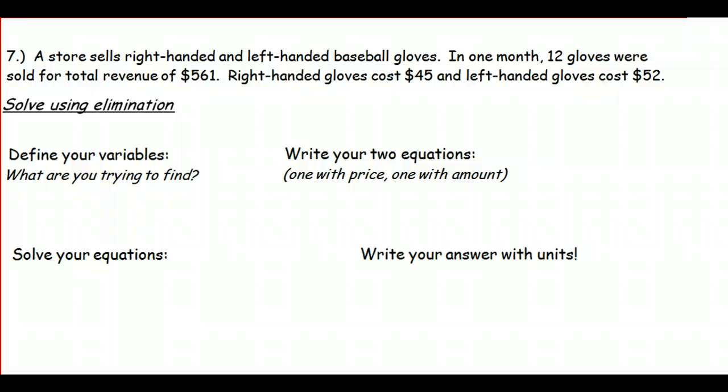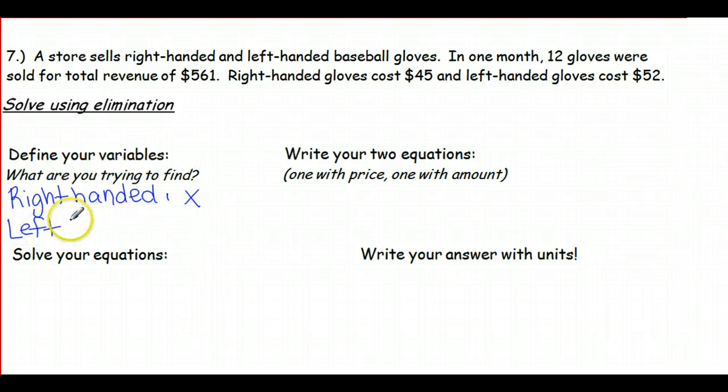A store sells right-handed and left-handed baseball gloves. In 1 month, 12 gloves were sold for a total revenue of $561. Right-handed gloves cost $45 and left-handed gloves cost $52. What are the variables? Well, we are selling right-handed gloves, so let's go ahead and write that down. Right-handed gloves. And let's make that our x variable. And then we have left-handed gloves, and we'll make that our y variable.